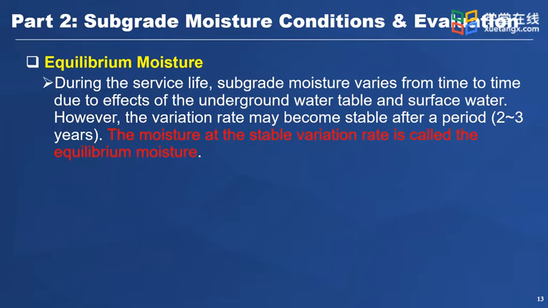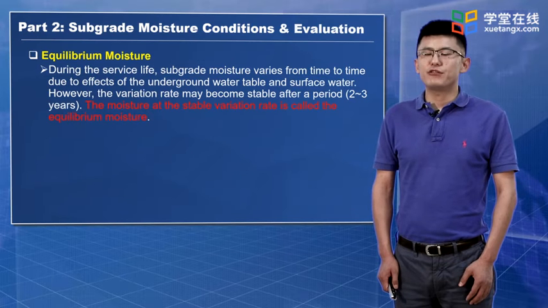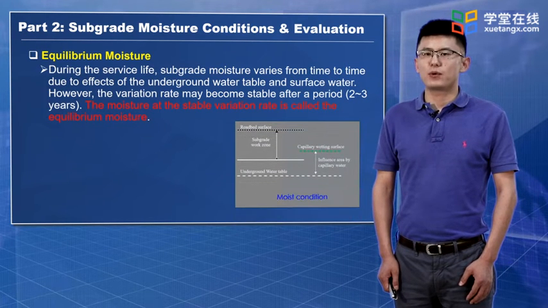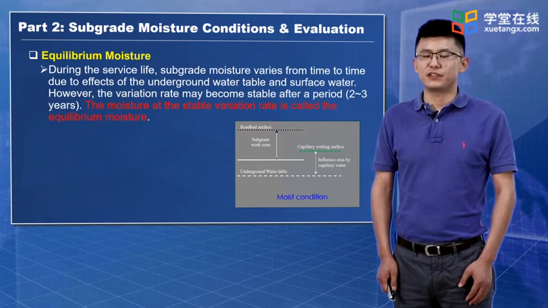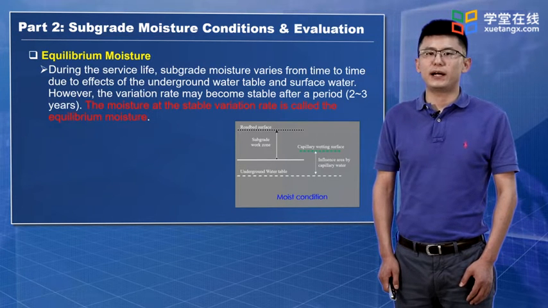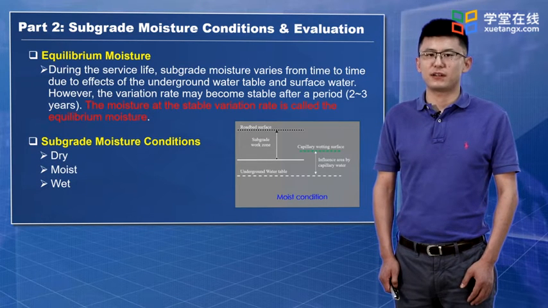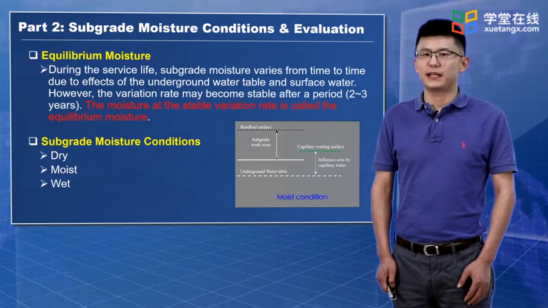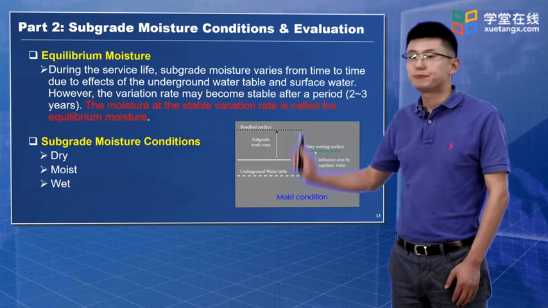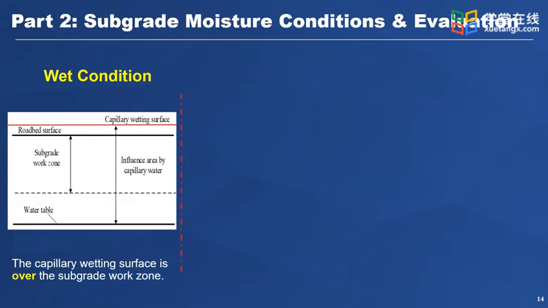And under the equilibrium moisture, we can estimate the capillary effect of the underground water. So if we compare the subgrade walk down and the capillary effect surface, we can categorize the moisture condition into 3 classes: the dry, the moist, and the wet, like here. And these slides give us a more clear description of how to classify them.